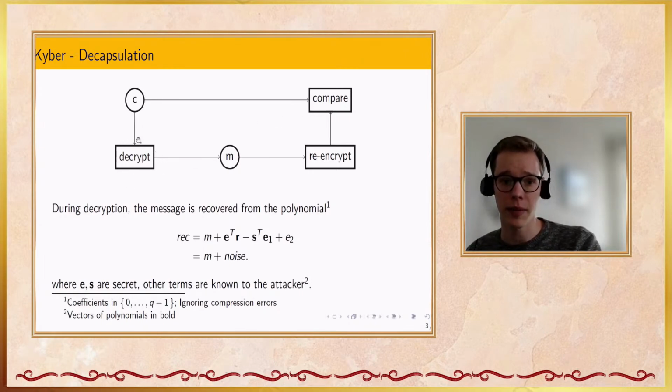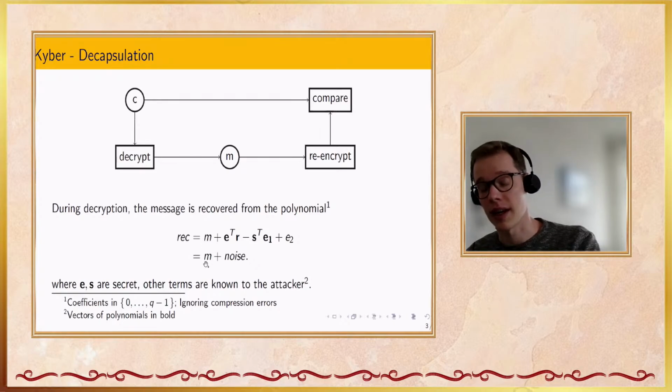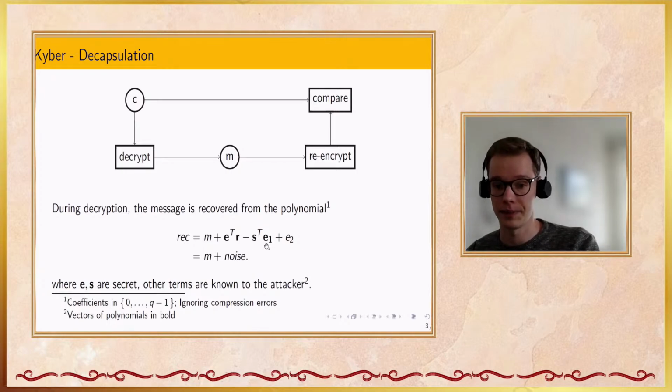During this decryption step, the message has to be recovered from a noisy version of the message. The message here is a polynomial. I'll explain how bits are mapped to coefficients on the next slide. Onto this polynomial, a noise polynomial is added. All coefficients of this noise polynomial are small. What is important is that this noise polynomial contains secrets E and S. So either E or S give the secret key. All other terms are known to the attacker.